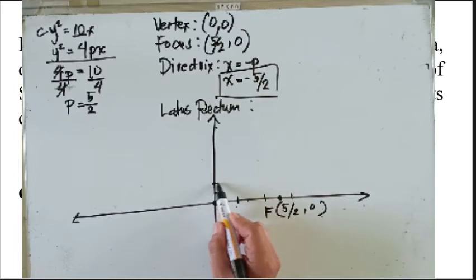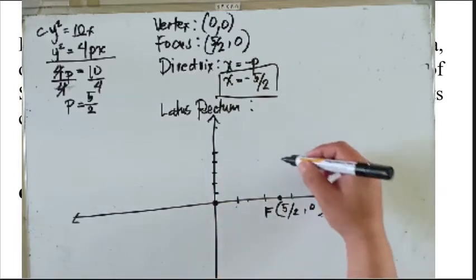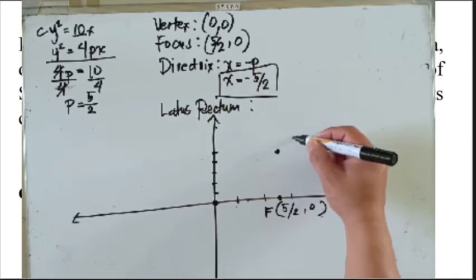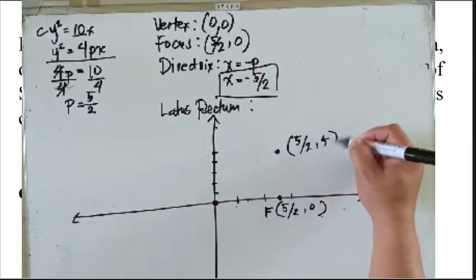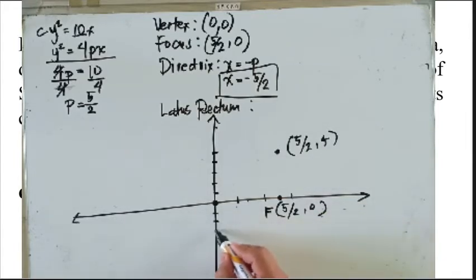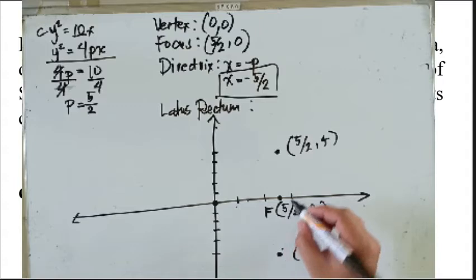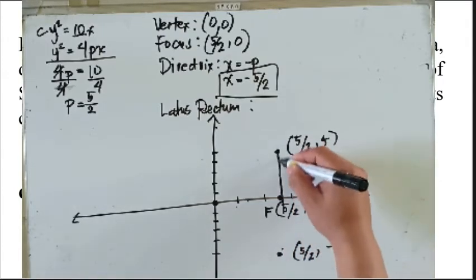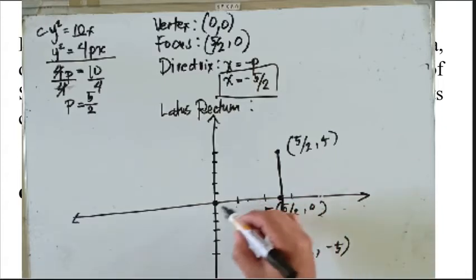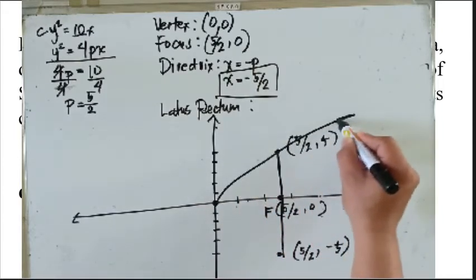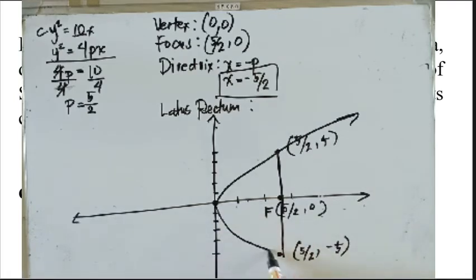So let's count 1, 2, 3, 4, 5. And what is this point? Yes, of course, that would be (5 halves, 5). Then 5 units downward. This is (5 halves, negative 5). Then we just need to connect these points to illustrate the latus rectum, and connect these 2 points with a smooth curve, and these 2 points with a smooth curve, and here that would be your parabola.